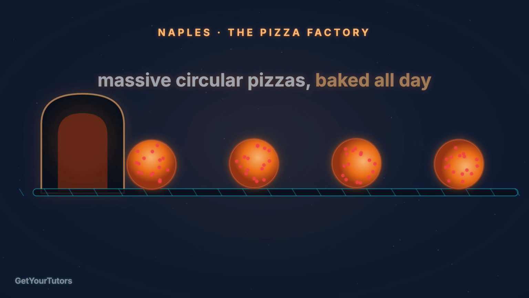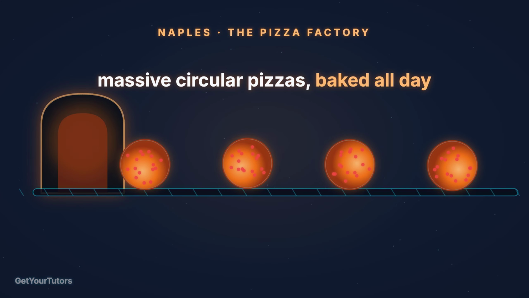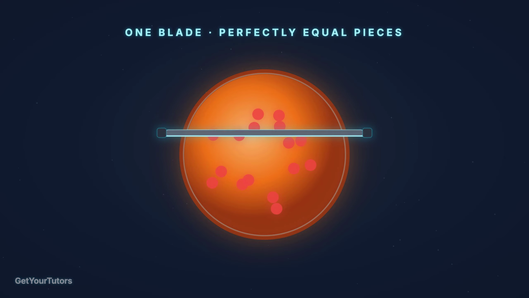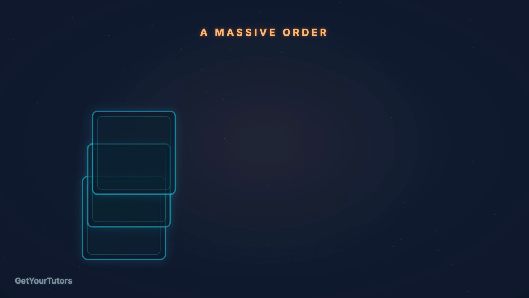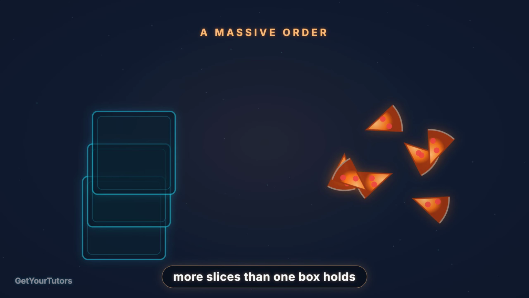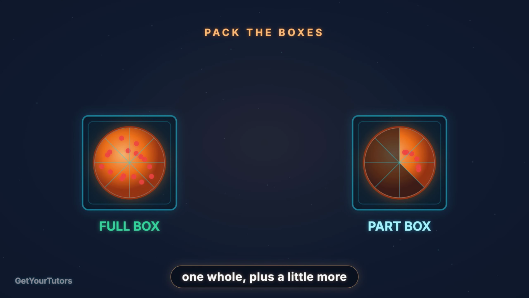Imagine the most famous massive Italian pizza factory in Naples. They bake massive, perfect circular pizzas continuously all day long. The chefs use a giant steel blade to slice each fresh pizza into perfectly equal, identical pieces for the hungry customers. Sometimes a massive order requires more slices than a single whole pizza box can hold. The chefs need extra delivery boxes. They pack one completely full box and put the remaining extra slices into a second, partially filled pizza delivery box.